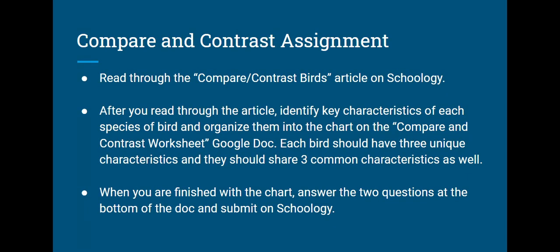Very similar situation for the compare-contrast assignment. I'm only giving you one article, so you unfortunately don't get to choose, but it's a pretty simple article. So read through the compare-contrast birds article on Schoology, and then after you read the article, identify some of the key characteristics of each species of bird, and then organize them in the chart of the compare-contrast Google Doc. All right. So each bird, the dodo bird and the great auk, are each going to have three unique characteristics, or at least three unique characteristics. You can always add more. And then also include three common characteristics between the two. And again, you can add more if you find more. When you're finished, answer the two questions at the bottom of the doc, and submit on Schoology.